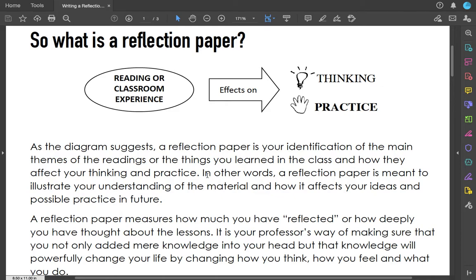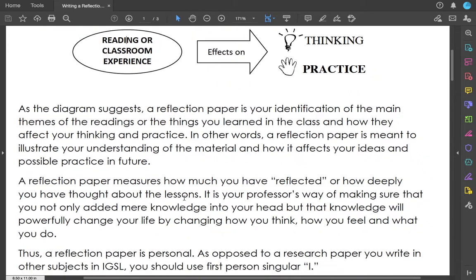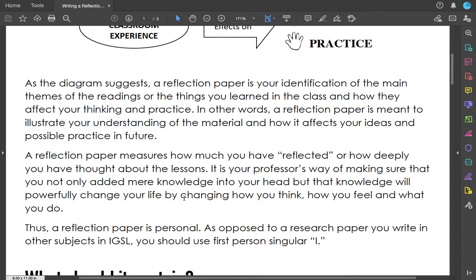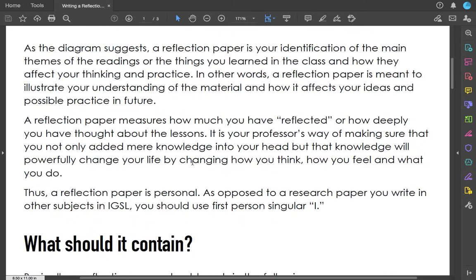In other words, a reflection paper is meant to illustrate your understanding of the material, and how it affects your ideas and possible practice in the future. So those are the very things I talked about. Now, why do your professors ask you to write a reflection paper? And why do they do it often? Because a reflection paper measures how much you have reflected or how deeply you have thought about the lessons.